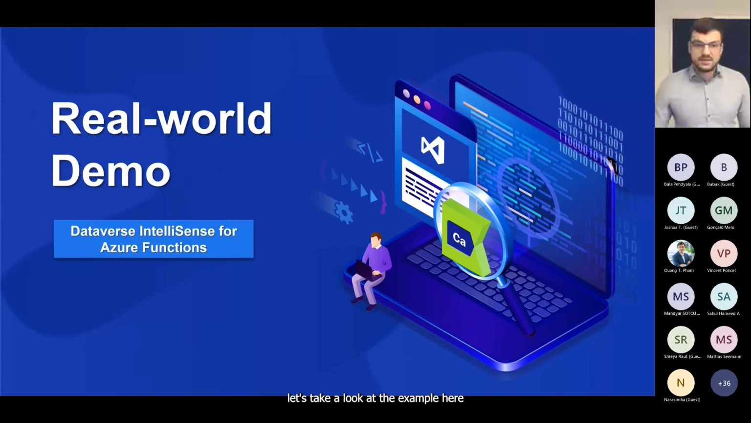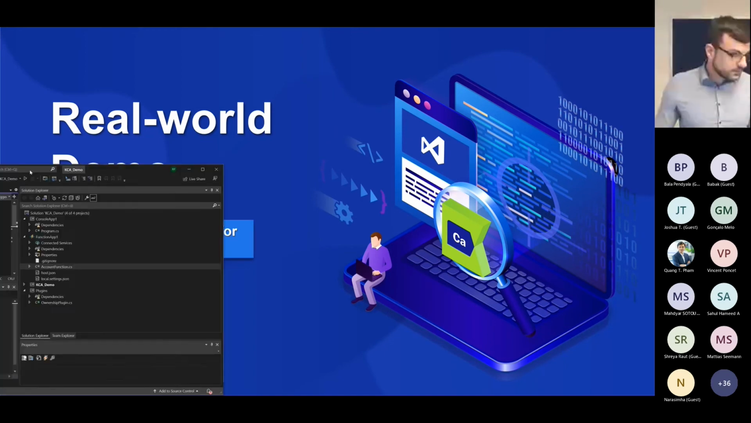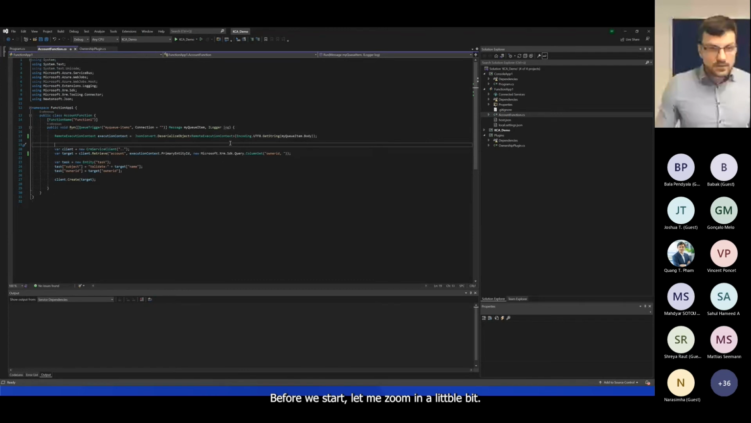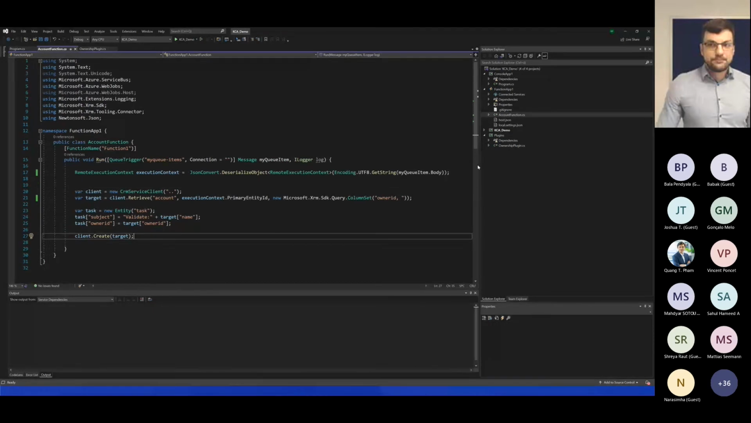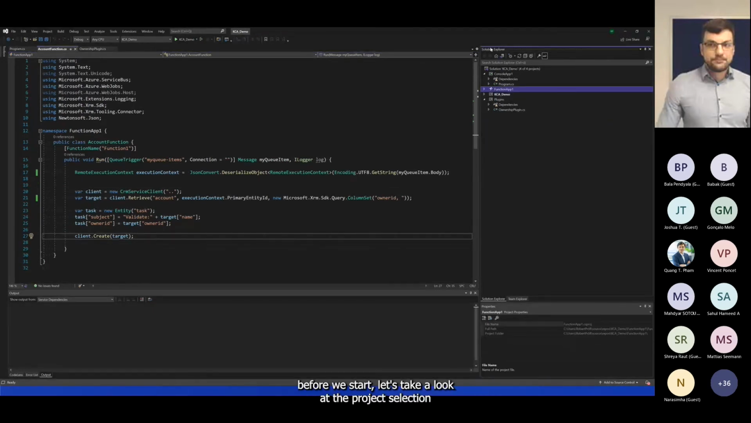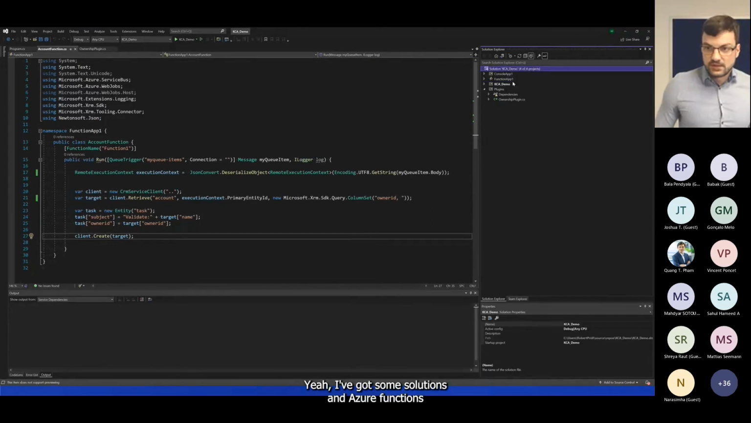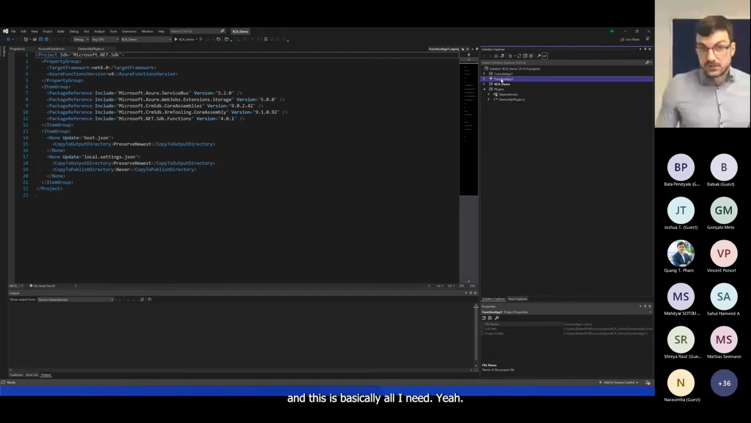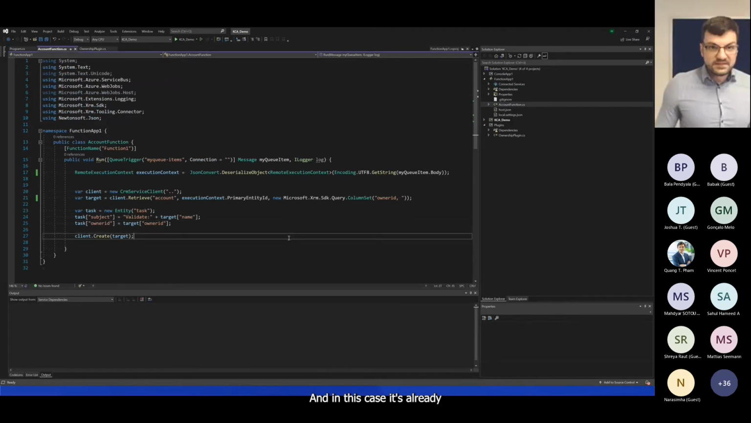Then let's take a look at the example here. Before we start, let me zoom in a little bit. I hope you can see everything here. And before we start, let's take a look at the prototype structure. So it's a very easy, straightforward example here. I got some solution and Azure function, and this is basically all I need. So there's nothing special about that. And in this case, it's already, let me just remove this one here.